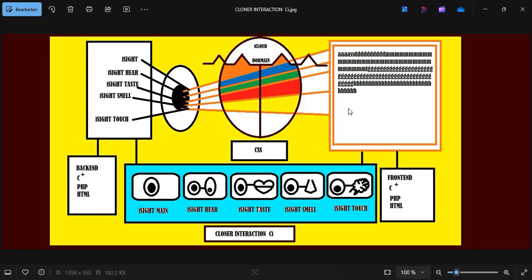And if it's a moody video, you might be crying. And this is all about what they know as cloner interaction CI. It's beautiful knowing about this. The interaction of both the backend and the front end through the CSS is beautiful.